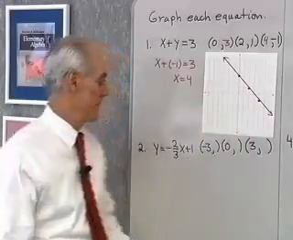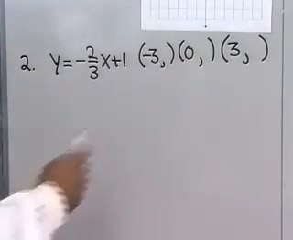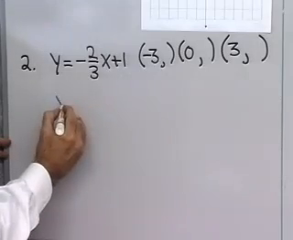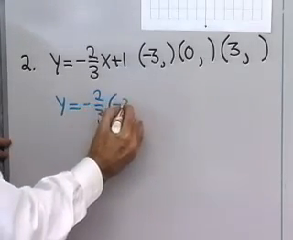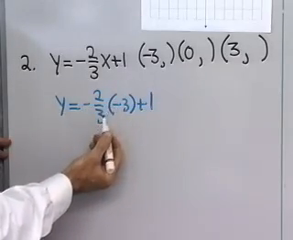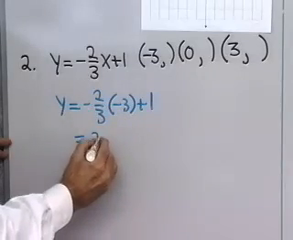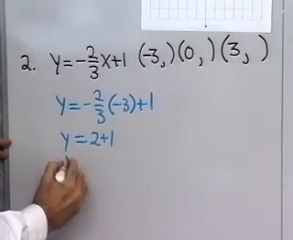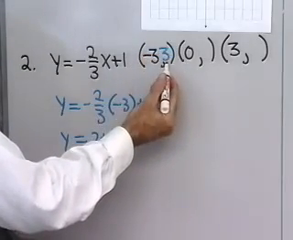Let's try another one. How about y is equal to negative 2/3 x plus 1. So here I have x is equal to negative 3. Let's just see what that looks like. Negative 2/3 times negative 3 plus 1. A negative times negative is positive. 3 divides into 3 once, times 2 is 2. So I have 2 plus 1. So y is equal to 3. So when x is negative 3, y is 3.